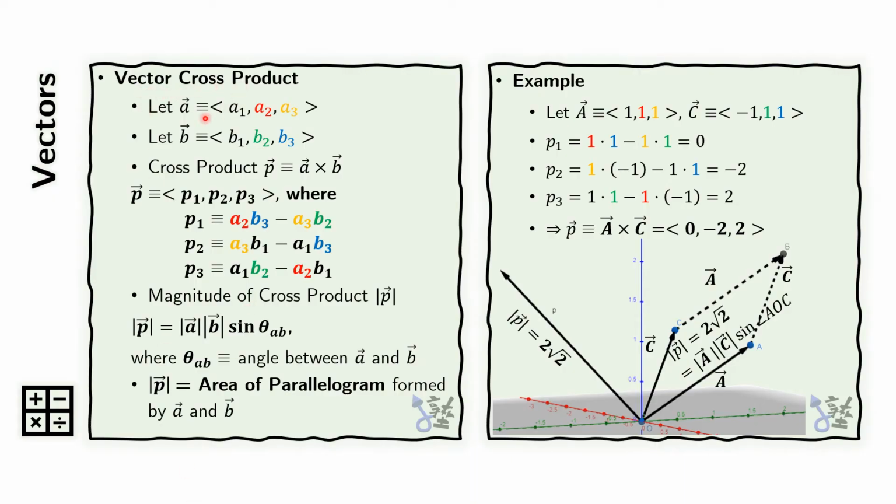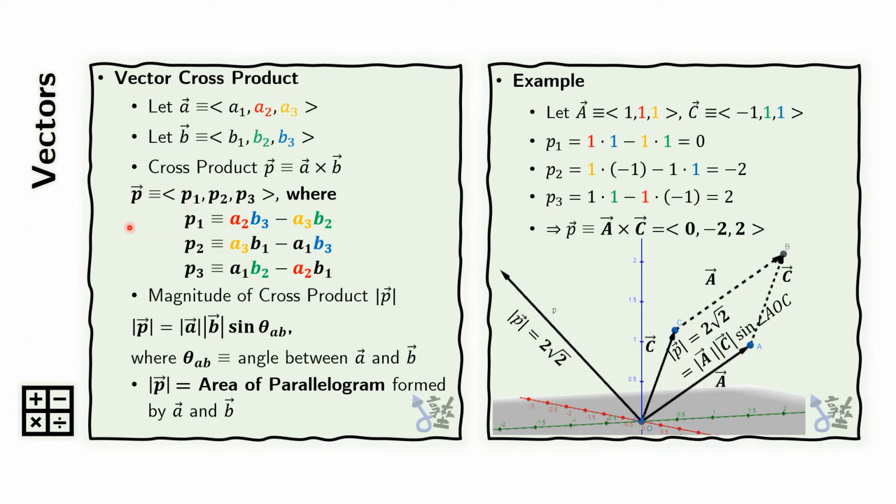The vector cross product of two vectors A and B, which here we define to be the vectors with these components, is denoted A cross B. Here, let's call it P. The components of P can be computed from the components of A and B. The first component, P1, is the difference A2B3 minus A3B2. The component P2 is the difference A3B1 minus A1B3. The third component P3 is the difference A1B2 minus A2B1.